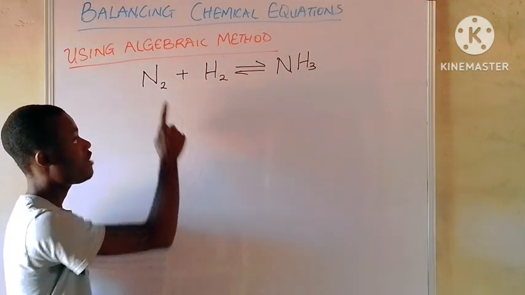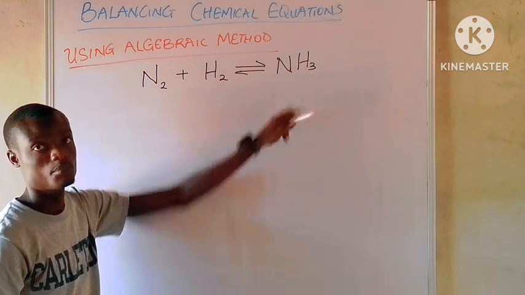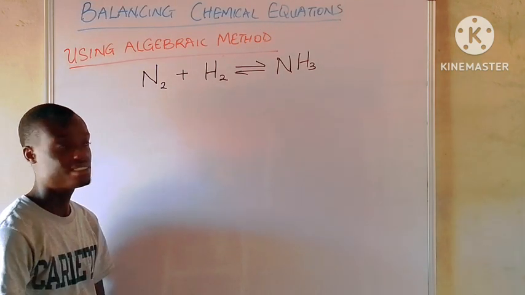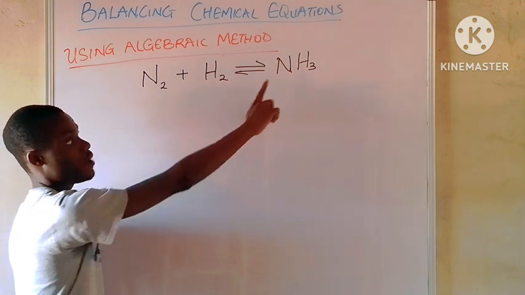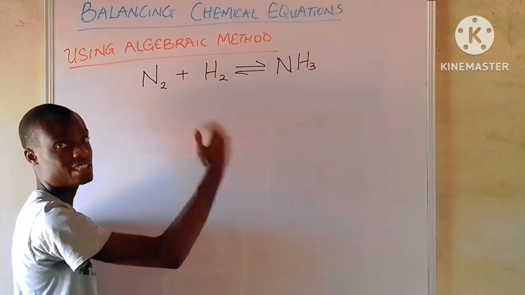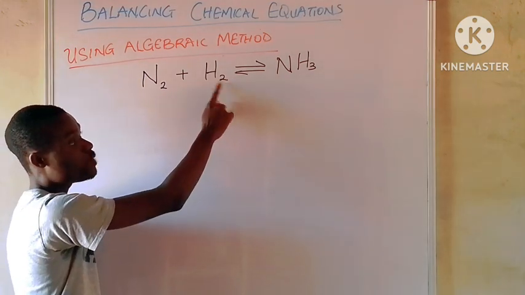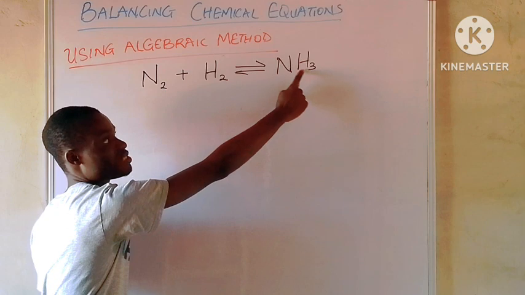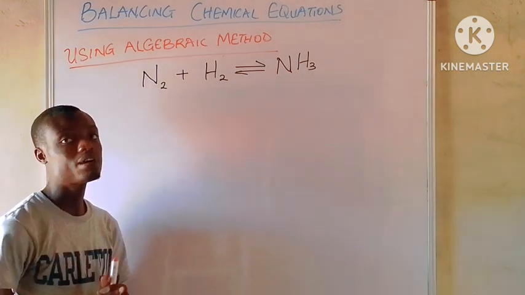So in this chemical equation, we have nitrogen gas and hydrogen gas reacting to give us ammonia gas. But we find out that we have 2 atoms of nitrogen on the left hand side, and 1 atom of nitrogen on the right hand side, making it not equal. Also for our hydrogen gas, we have 2 atoms of hydrogen and 3 atoms of hydrogen. It makes the equation unbalanced. Now, how do we balance it?